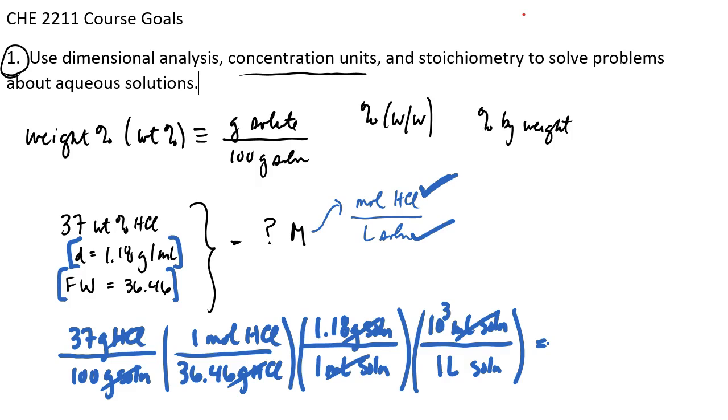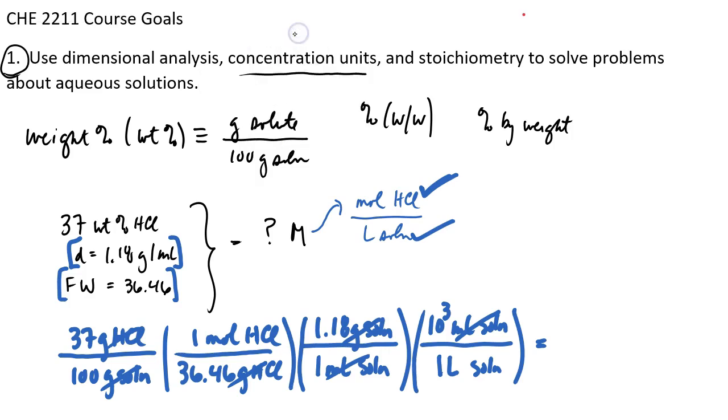And I'm going to do this arithmetic on my calculator. I hope you do too as well. 37 divided by 100 divided by 36.46 times 1.18 times 1,000. I am getting 11.97 something, but I want to remember to follow the rules for sig figs correctly.